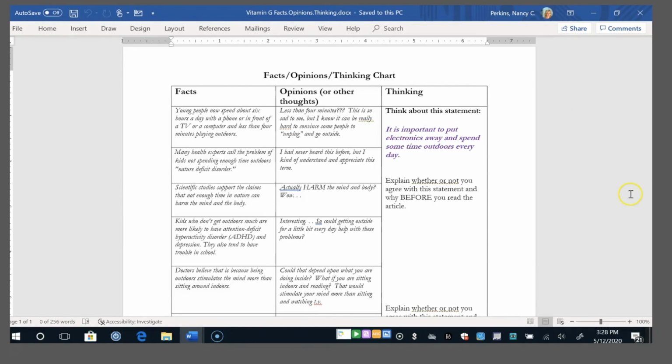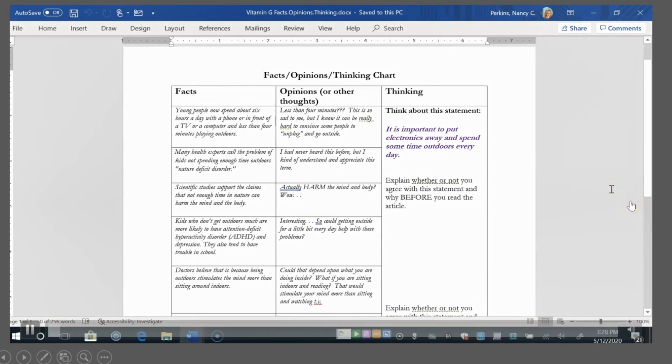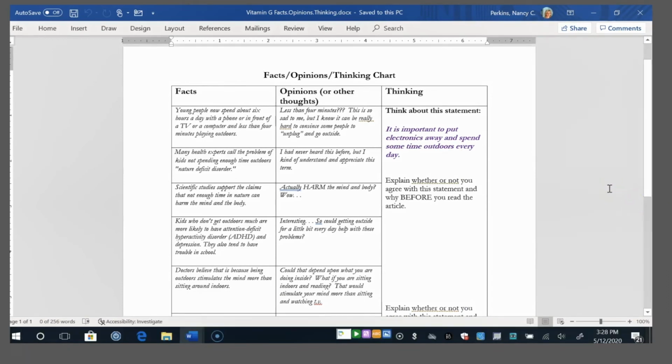Return now to your FactsOpinions thinking chart and listen to this explanation for how to complete the rest of it. Now that you've finished reading the article, we return to the FactsOpinions thinking chart. We'll start with looking at the first 2 columns. Pretty self-explanatory. The first column is for facts, so this is where you're going to record any of those facts that you highlighted as you were reading.